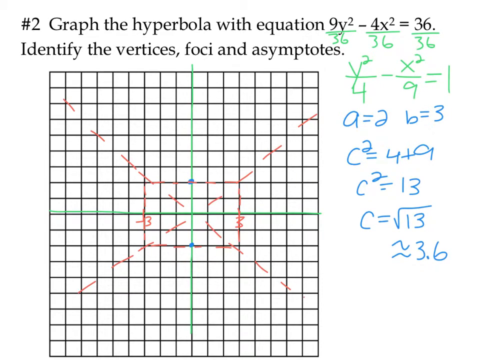So my focus here is going to go 3.6 units away from the center. So I'm going to go up from the center, from 0, 0. I'm going to go up 3.6, so right around 3.5, maybe a little more than that. So that's my focus. Down 3.5 here, that's a focus. All right. This is a vertex and a vertex.